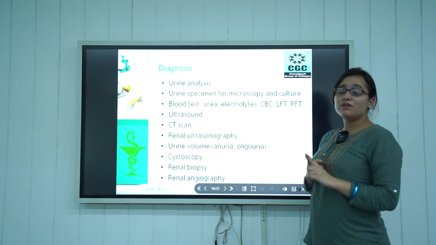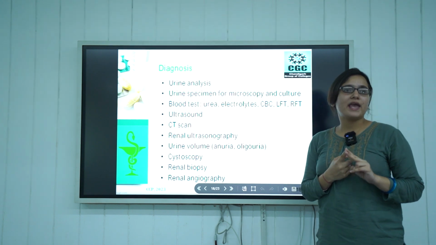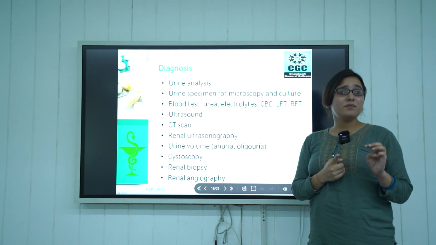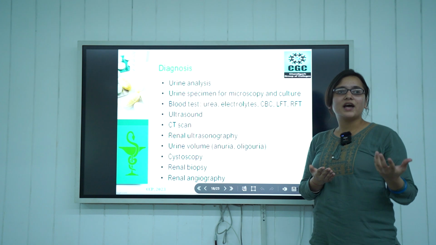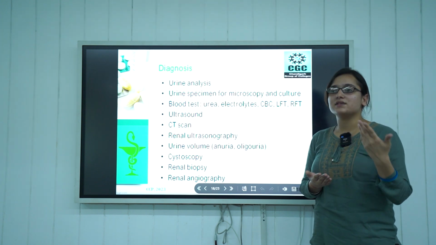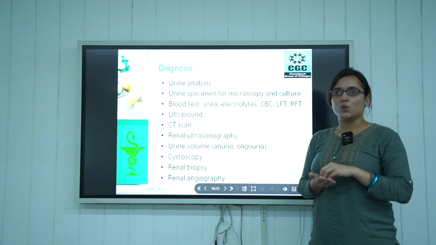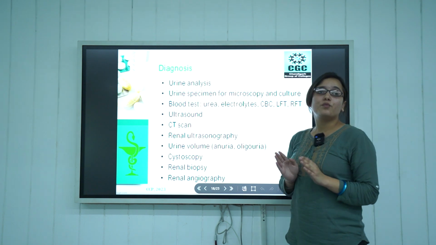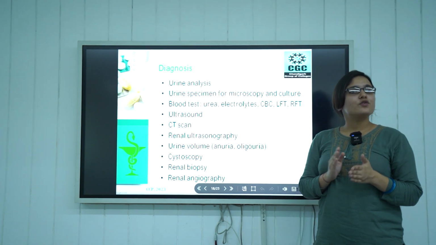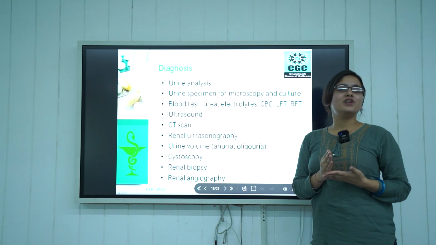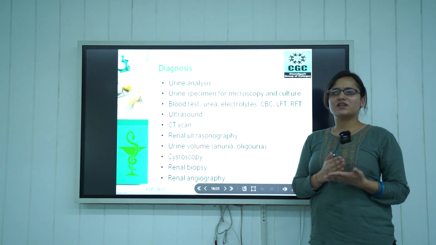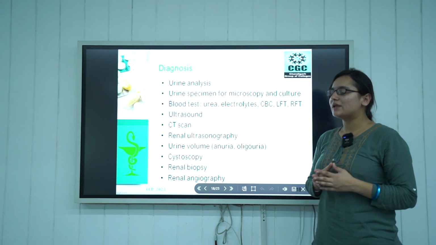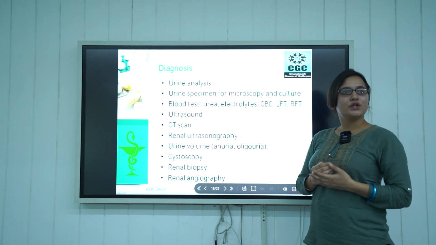So in CBC, the main factor is WBC count will be abnormal. Why? Because of the infection, right? Hemoglobin will be low. In a kidney patient, we cannot say that the hemoglobin is low all the time, but in extreme stage, the hemoglobin is low. Why? Because kidney releases the hormone which is called erythropoietin. Erythropoietin gives signals to the bone marrow to release RBC, that is the red blood cells. If the kidney is damaged, erythropoietin will not be released. Okay, so that's why our hemoglobin level is low in the patient having the kidney disease.